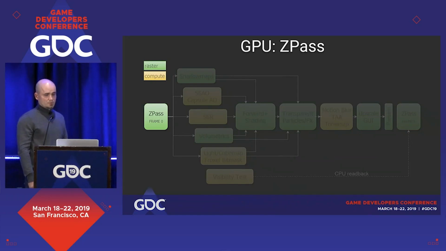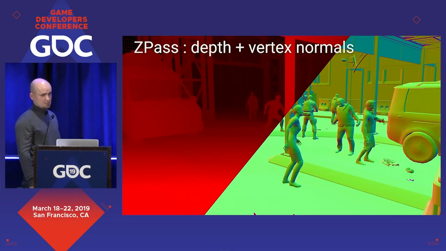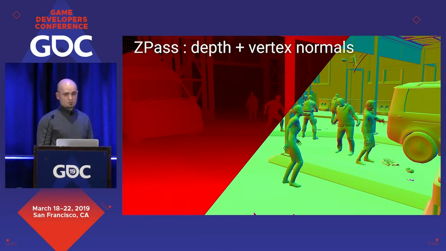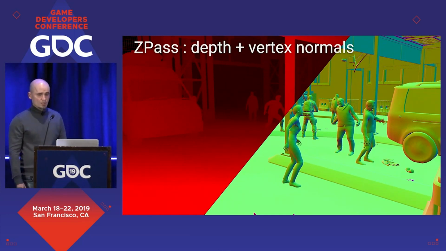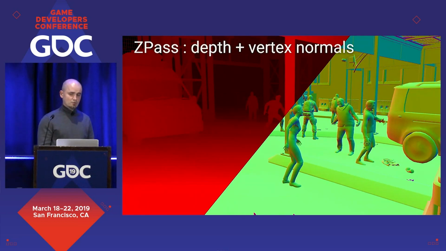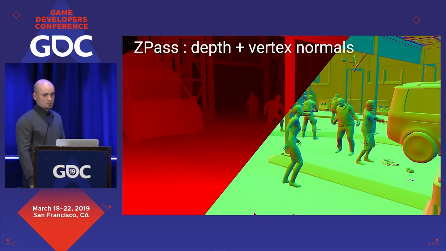Our first step is the full geometry Z-pass. All opaque geometry is rendered here in front-to-back order. Besides depth, we are also writing world space vertex normals. This pass is almost stateless. There are no textures, no complex shaders. It's designed to be as fast as possible for both CPU and GPU.